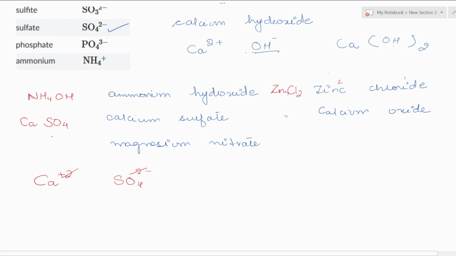What about calcium oxide? It will be CaO. It's Ca plus 2 and O minus 2. It would cancel, right? The charges are simplified already, so it becomes CaO.